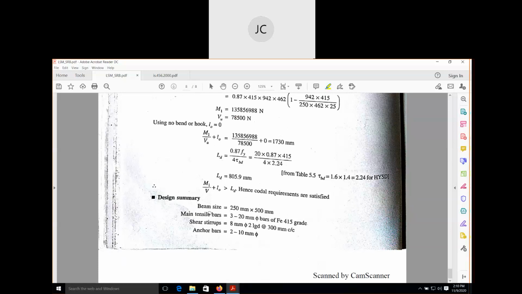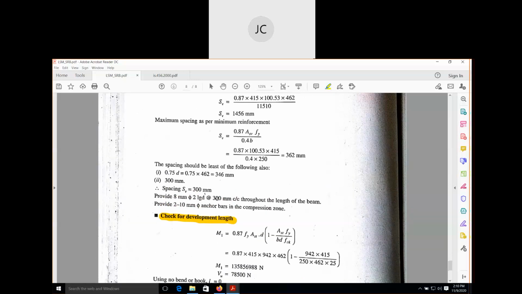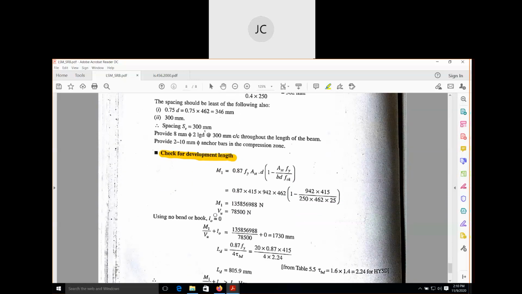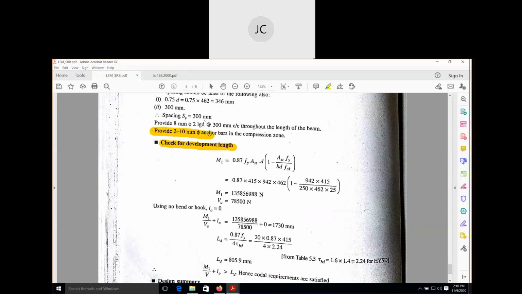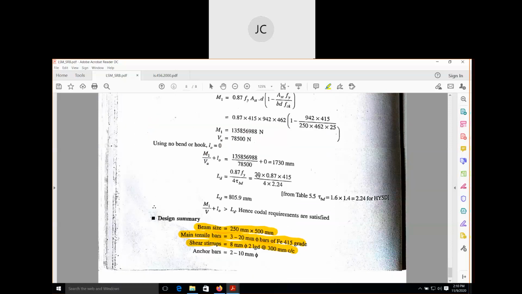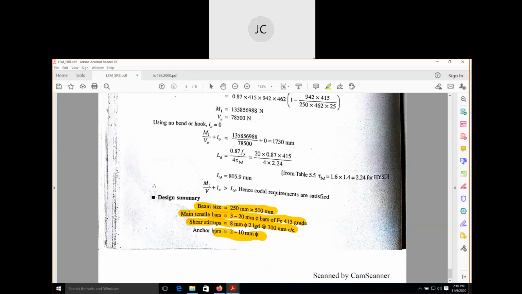In the design summary, what we will write is the beam size. What is the size of the beam we have got? What are the main tension bars? It is 3 bars of 20 mm diameter. Then we will write down the shear stirrups. That means the diameter of stirrups: 8 mm diameter, 2-legged, 300 mm center to center. Then we will provide anchor bars in the compression zone, equal to 2 numbers of 10 mm diameter bars. So this is the design summary.